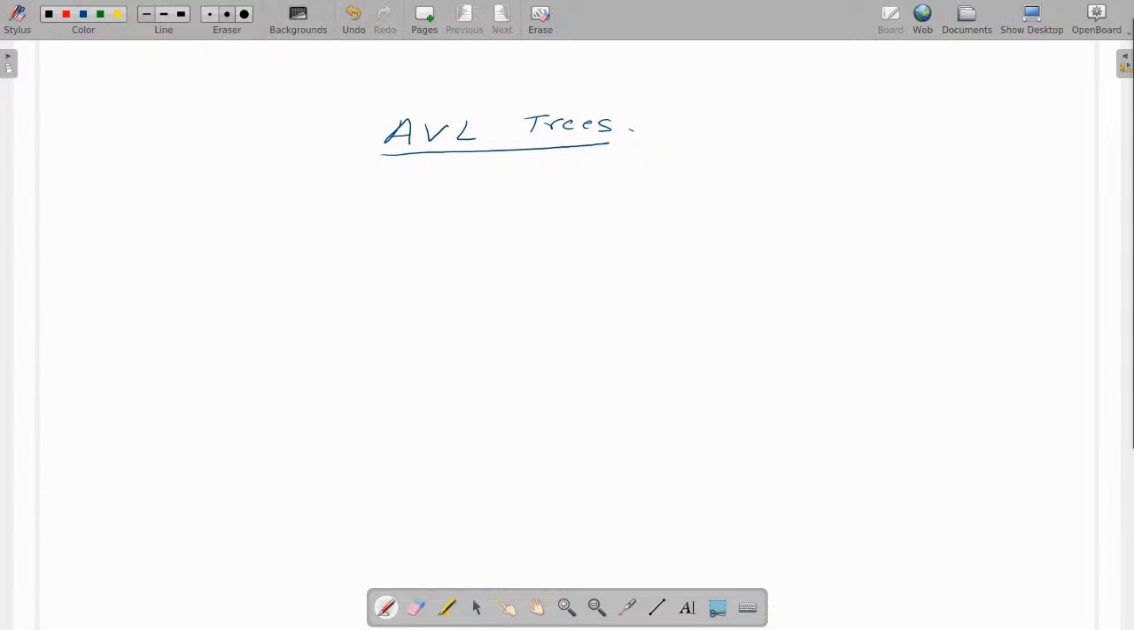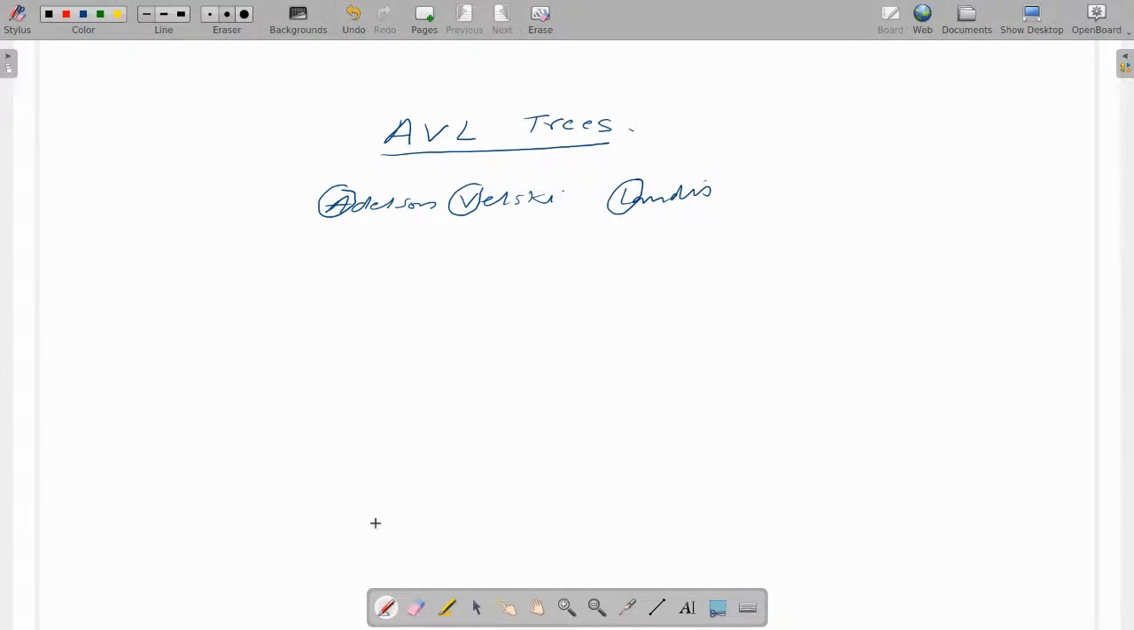So what is an AVL tree? AVL tree is not a meaning in itself. AVL stands for the names of its inventors. And what were the names of the inventors? Adelson, from where we get the A, then Welsky, from where we get the V, and Landis, from where we get the L. So AVL trees are named after their inventors.